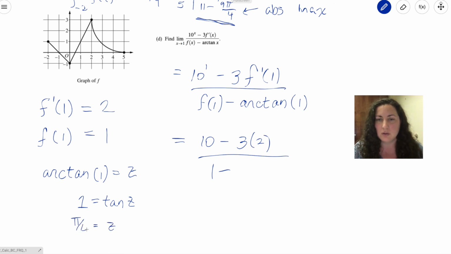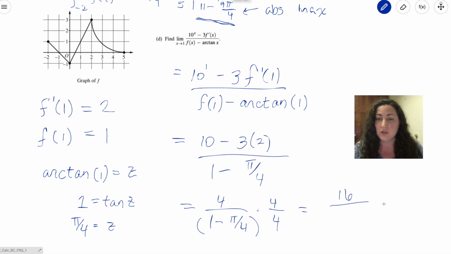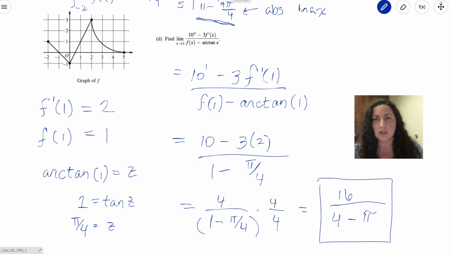Okay, so we'll just put that right in there. And that's basically your answer, but you can clean it up a bit if you like. You could leave it like this. I'm going to multiply top and bottom of this fraction by 4 just to get rid of the fraction within a fraction. If I do this, I'm going to get 16 over, if I distribute the 4 to the expression in the denominator, 4 minus pi. And that is the answer to part D.